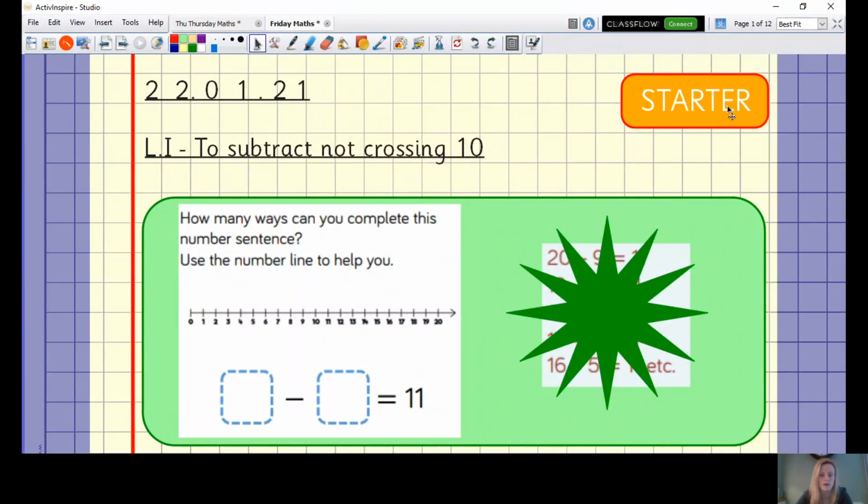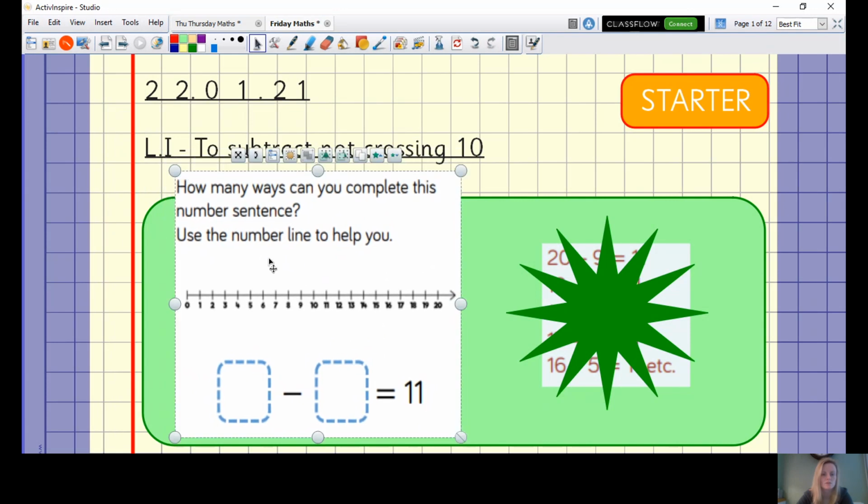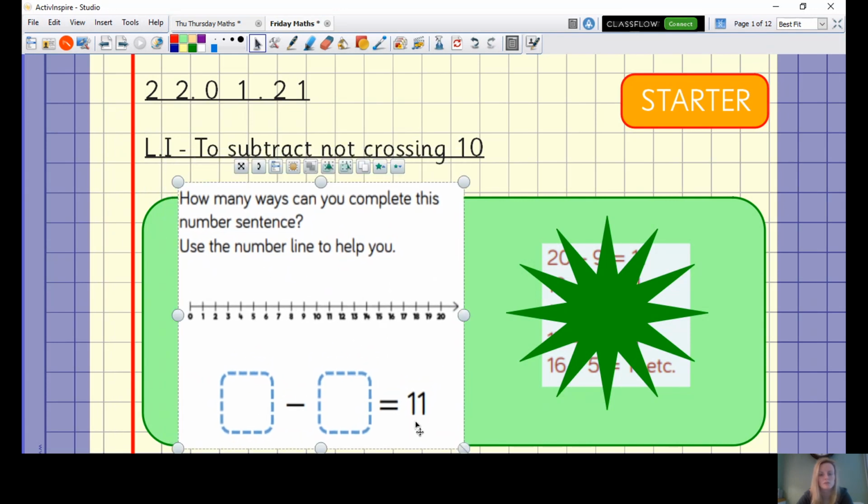Here is your starter. How many ways can you complete this number sentence? Use a number line to help you. So basically, your number sentence needs to equal 11. Okay, so you always need to finish on 11. So I'll underline 11 because that's always going to be your answer.